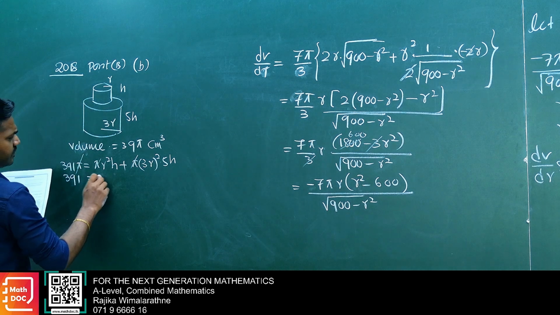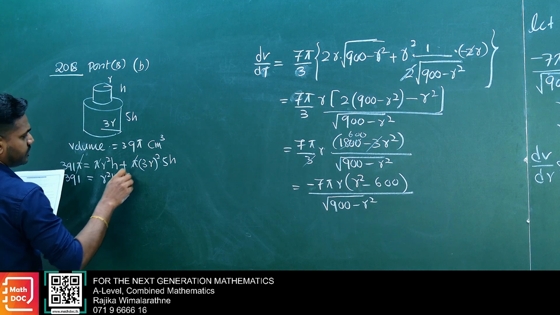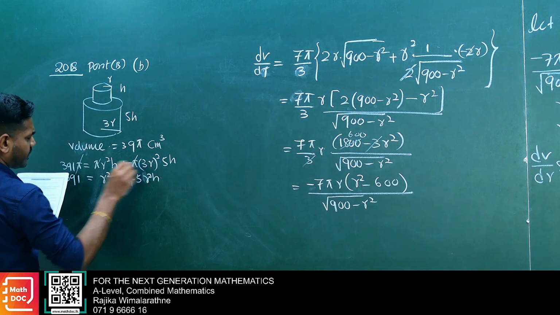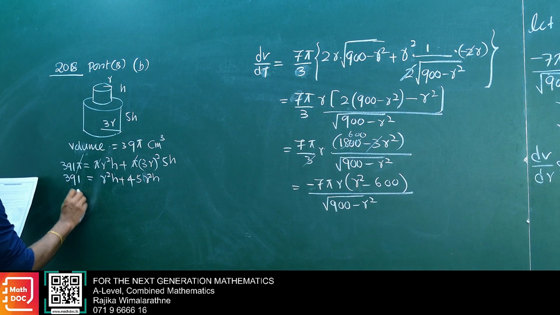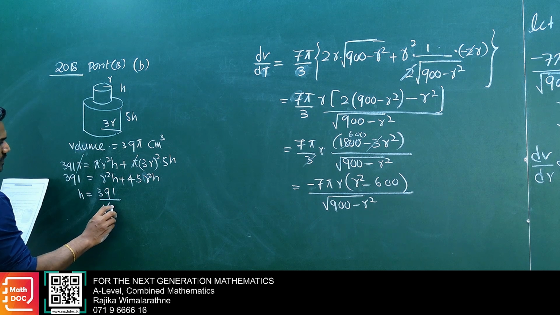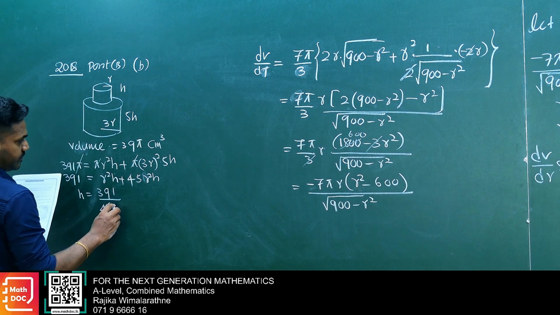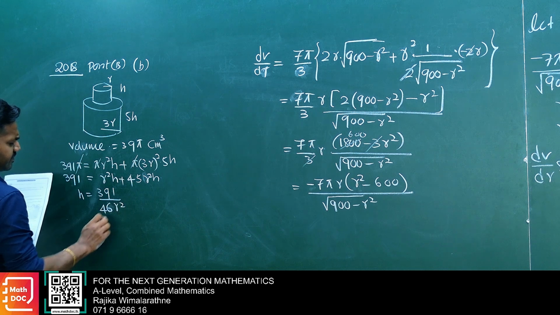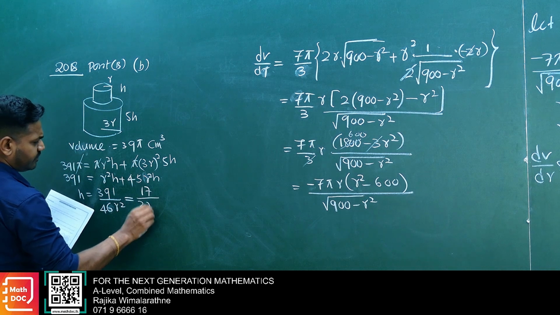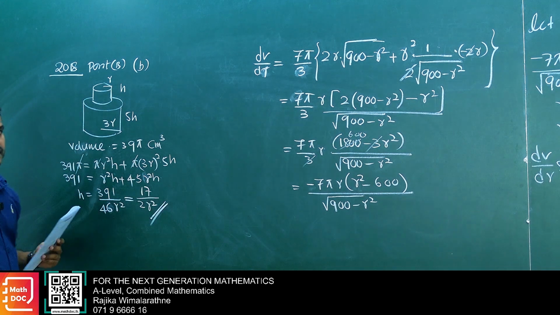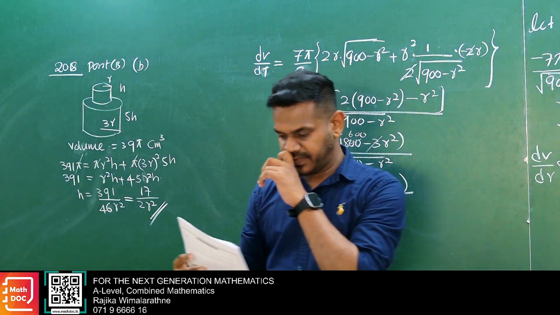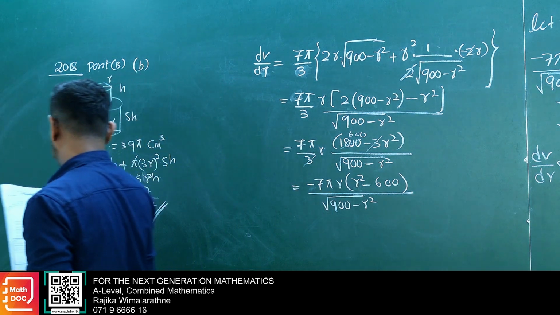391 equals r squared h plus 45 r squared h, so 46 r squared h. Then h equals 391 divided by 46 r squared. Here 17 divided by 2 r squared, no? 17 divided by 2 r squared. 391 equals 23 times 17.